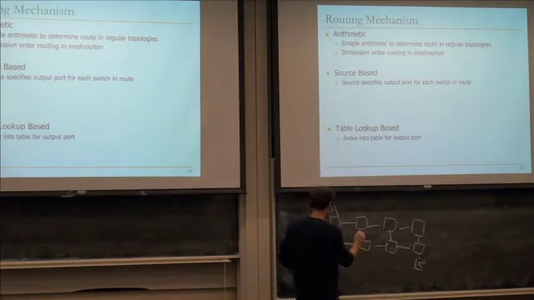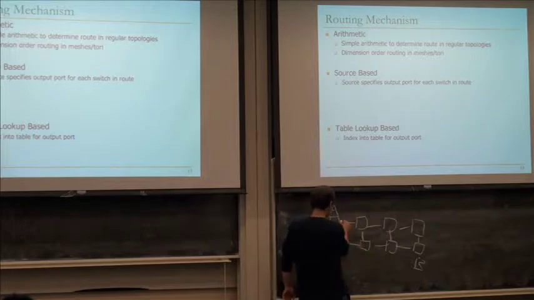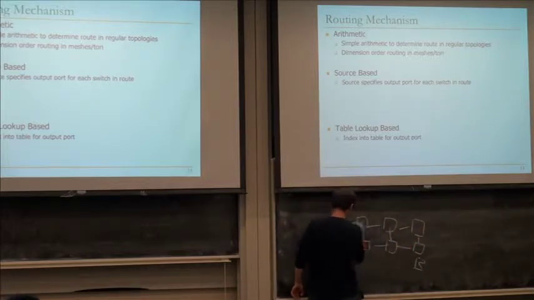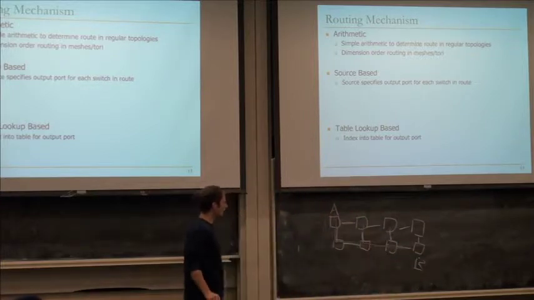Right? So there are actually, let's see, 4 different possible paths here, right? Because we could go all the way over and then down. We could go all the way over here and then down like this. We could do this. We could do this. And the choice that we make affects multiple things.